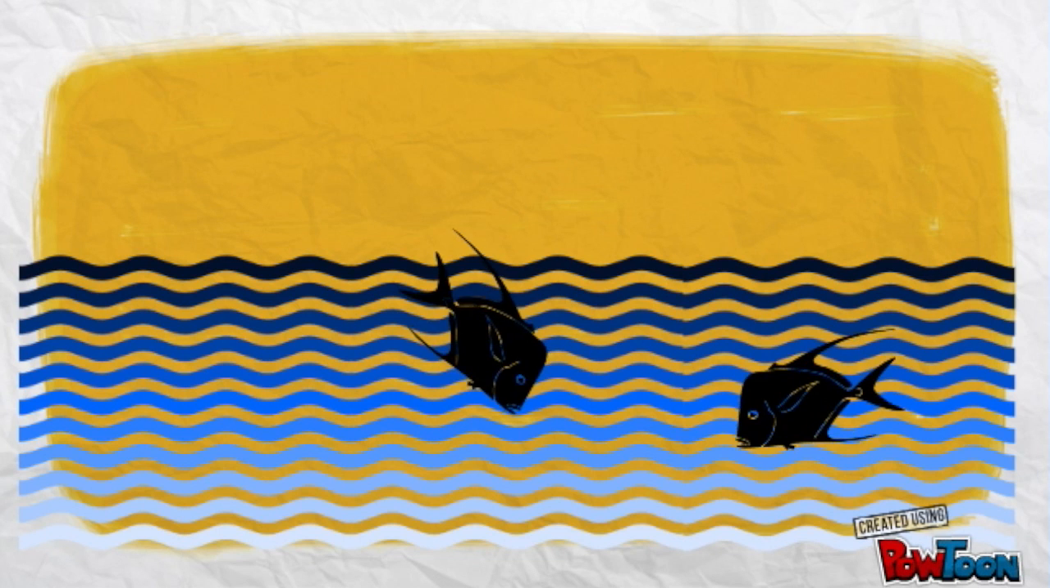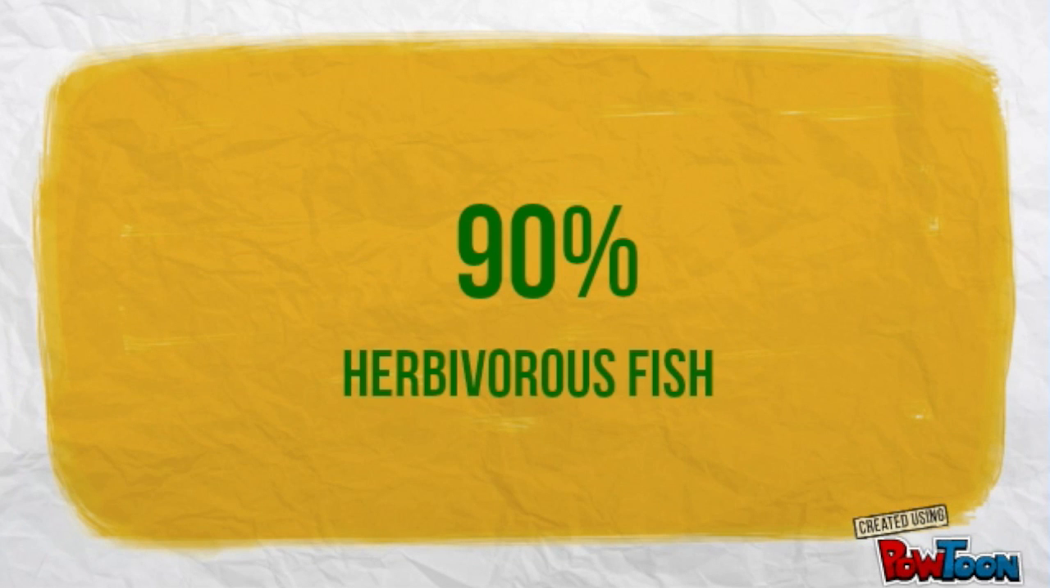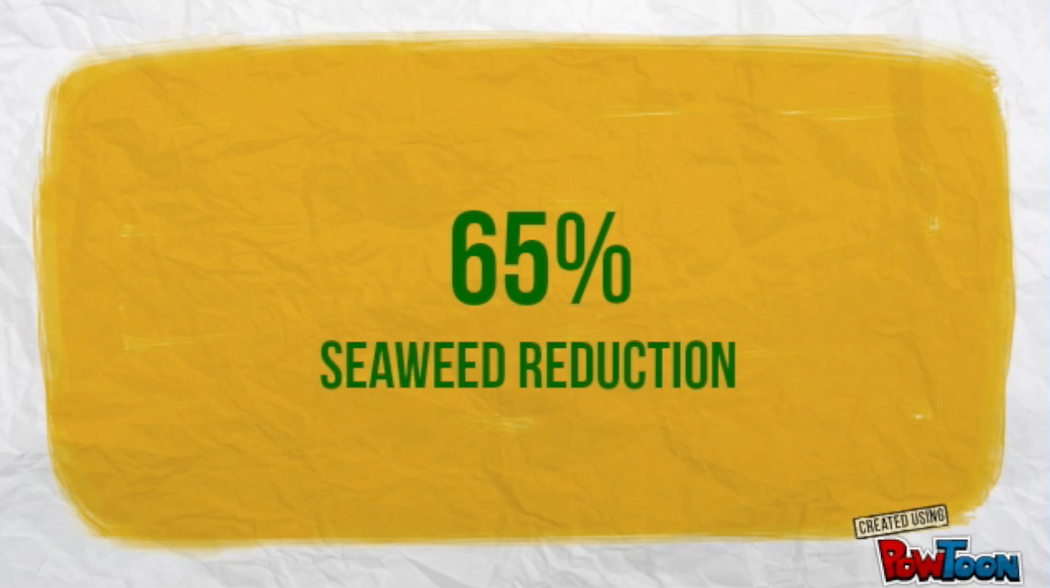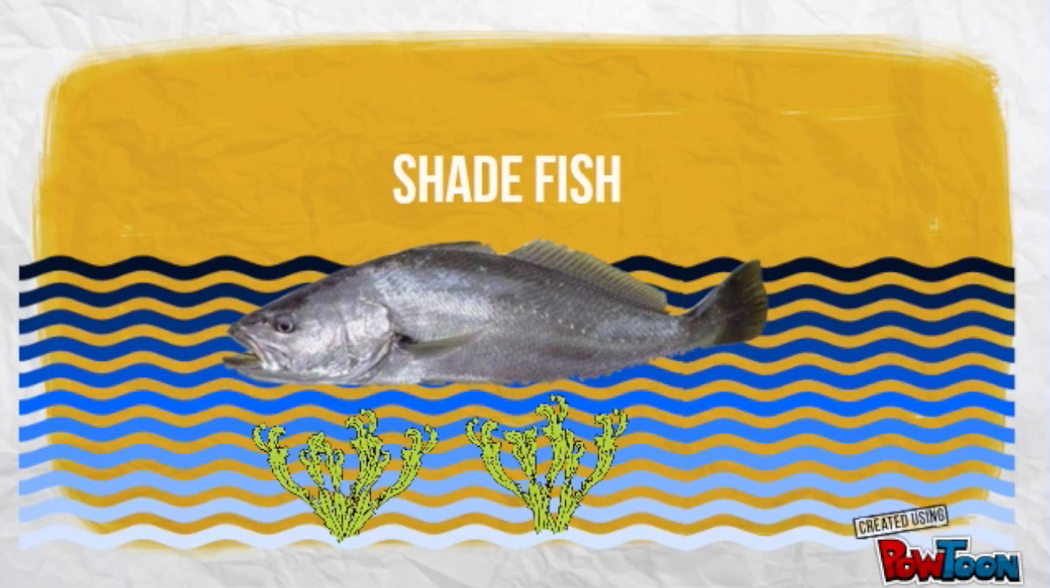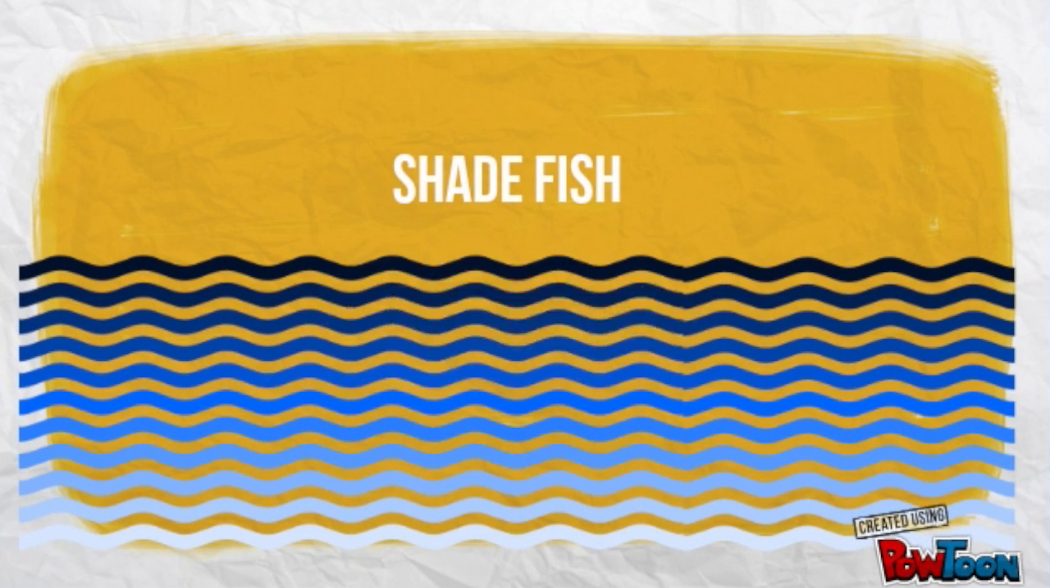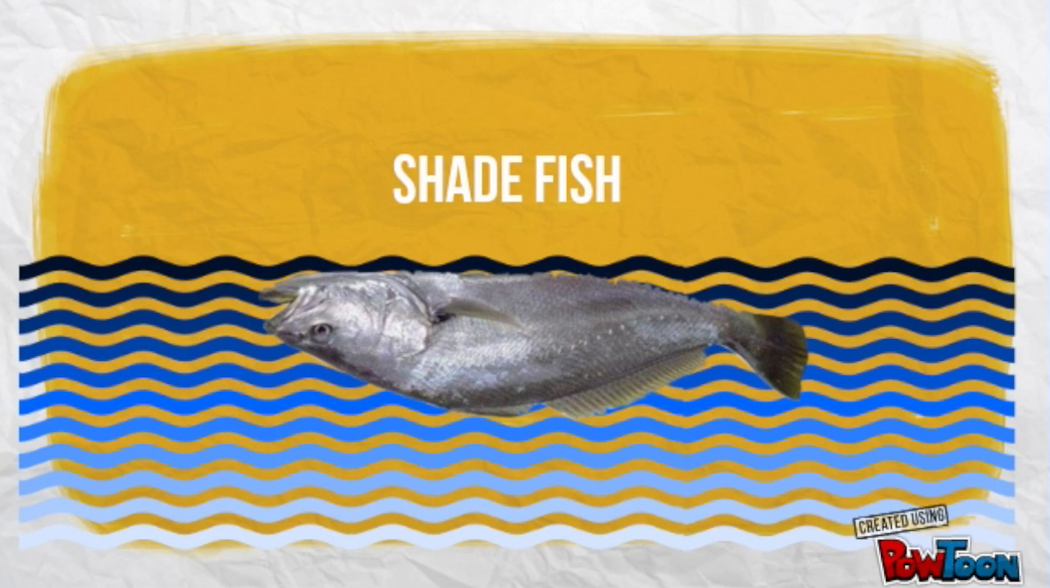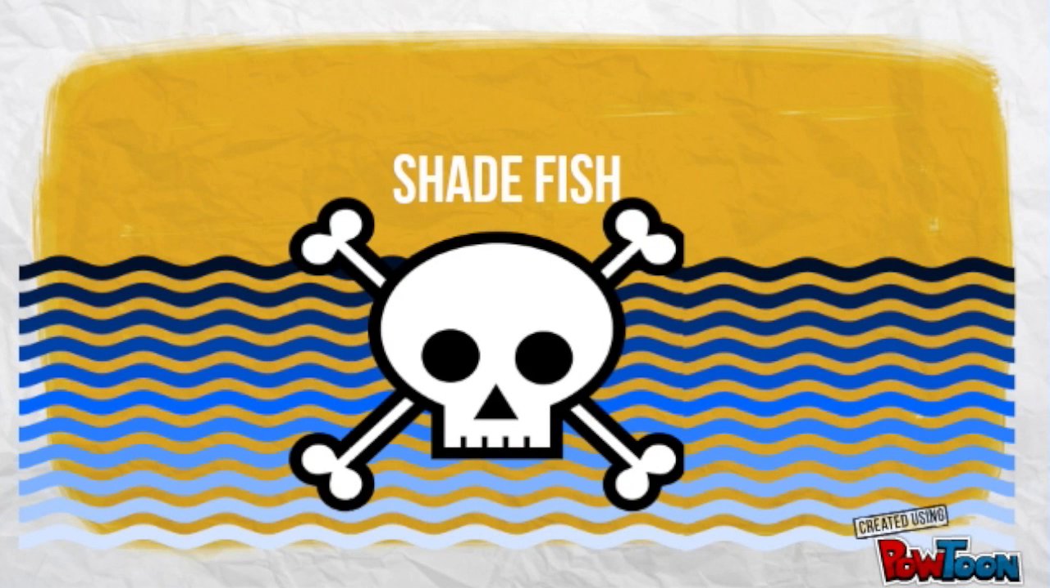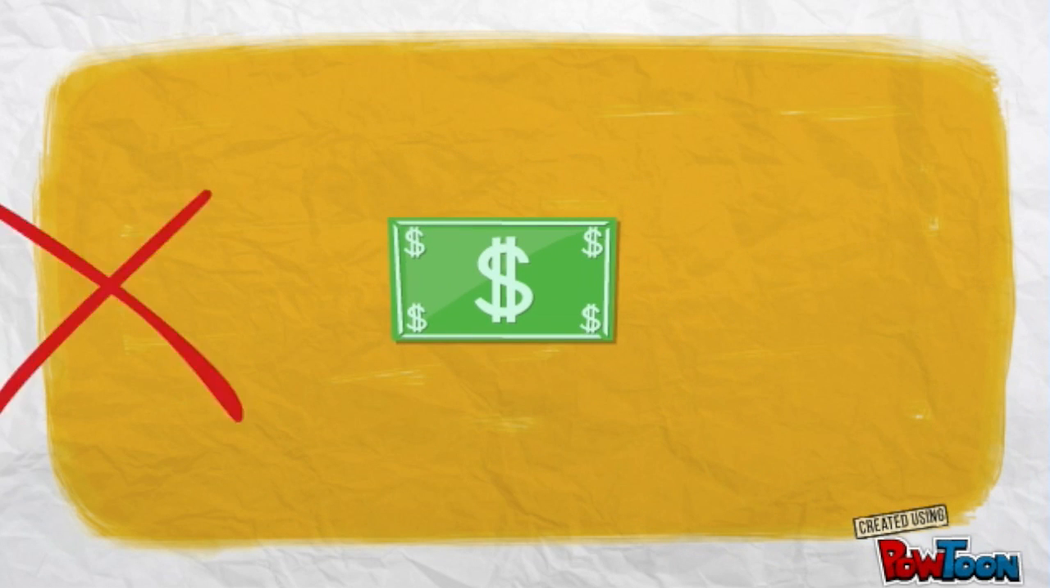Now, as a result of invasive species, 90% of the Mediterranean's herbivorous fish come from the Indian Ocean, and 65% of the sea's seaweed has simply disappeared. The shadefish is a victim of foreign invasion. Without a habitat, the fish is disappearing in the eastern Mediterranean. Now, the phenomenon is delivering a crushing blow to the Israeli fishing industry.